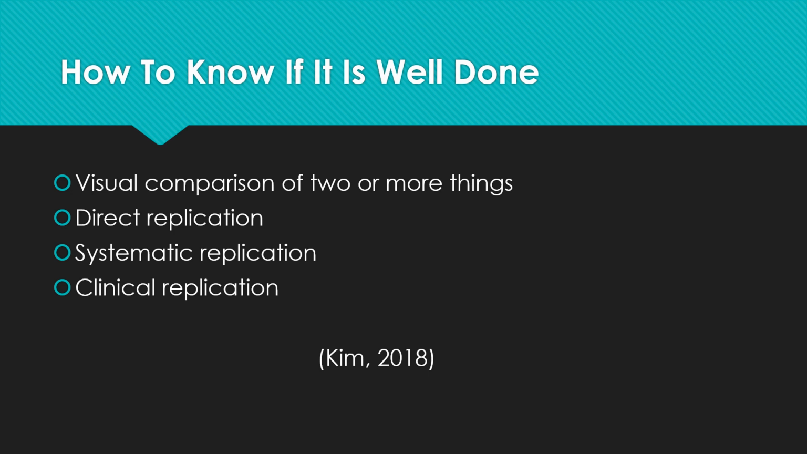The next type of replication is systematic replication. This is when you repeat the same experiment in different settings using different providers and other related behaviors. It helps understand when interventions are successful in certain climates and unsuccessful in other climates. The last replication is clinical replication. This is when different interventions are combined to treat multiple problems.